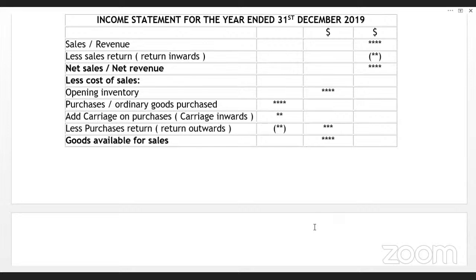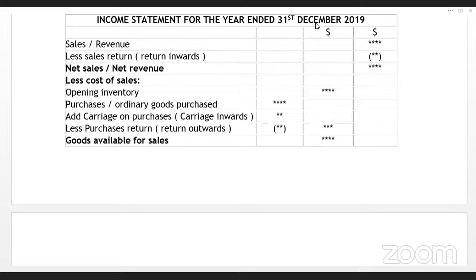Now, how do we prepare the income statement? The format is here on your screen. You will see you have to write the heading that the income statement or the statement of profit or loss for the year ended 31st December 2009, assuming that is your financial year end. So you have to show the heading.